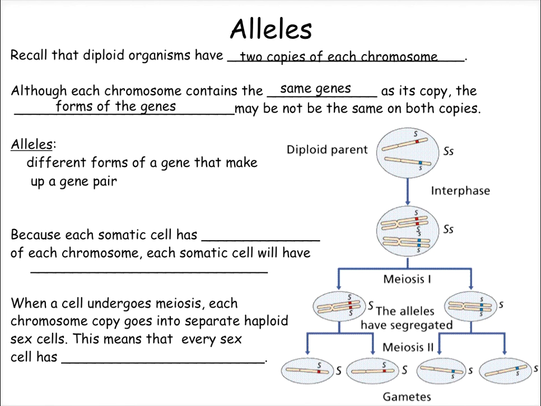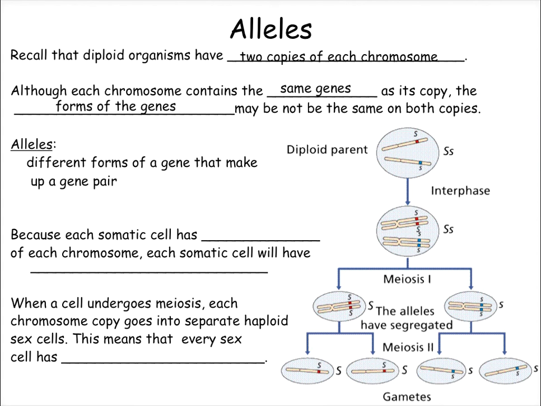Two different forms of a trait that make up a gene pair are called alleles. So what we were just looking at, you had, for the eye color gene, two different alleles. You had a brown allele and a blue allele. For the blood type gene, I gave you two different alleles, two different forms of that gene. I said it could be type A or type O. So even though they're the same gene, they're both a gene for blood type, there are two different forms. And so we would call those forms alleles.